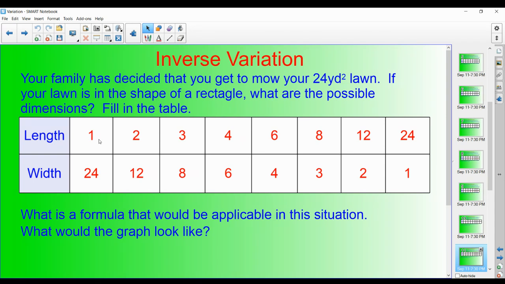Now, I can't have a constant of variation that says 1 times something is 24, because 2 times the same number is not 12. So in this case, the variables are on the same side, and the constant of variation is the area. So 24 equals length times width. As length goes up, width goes down.